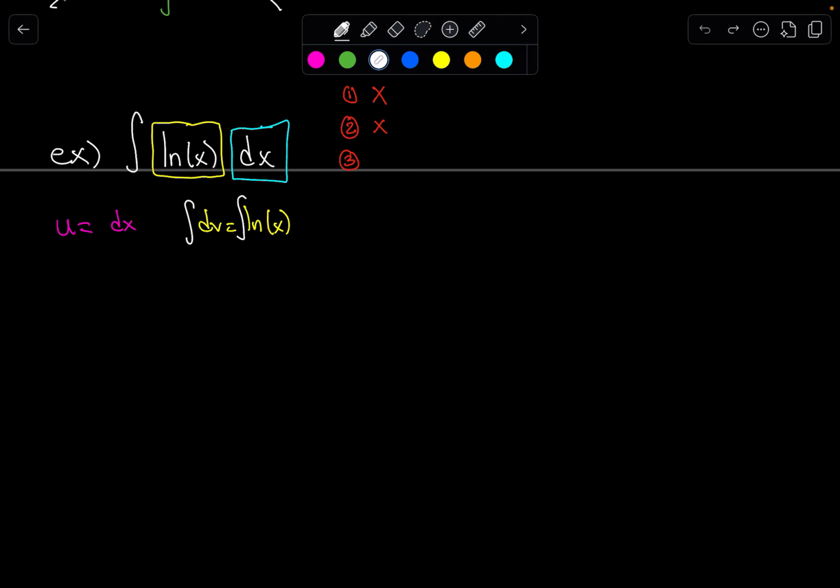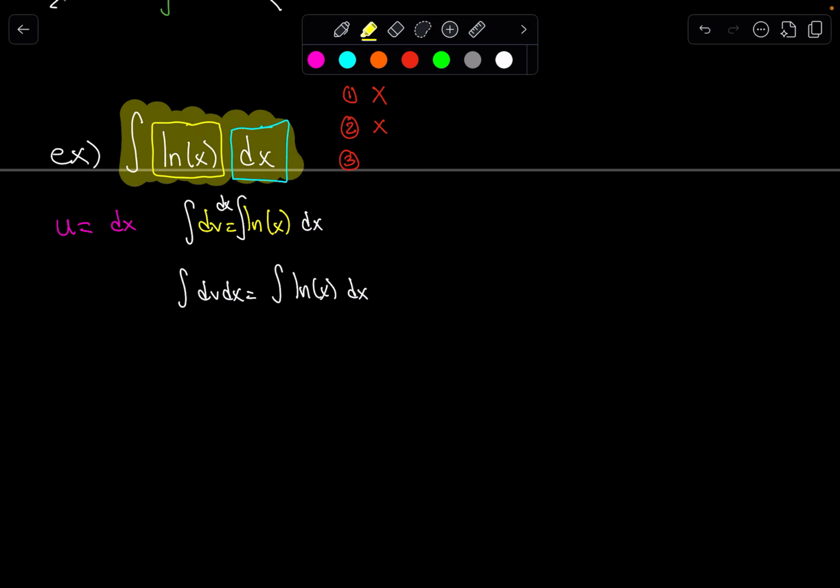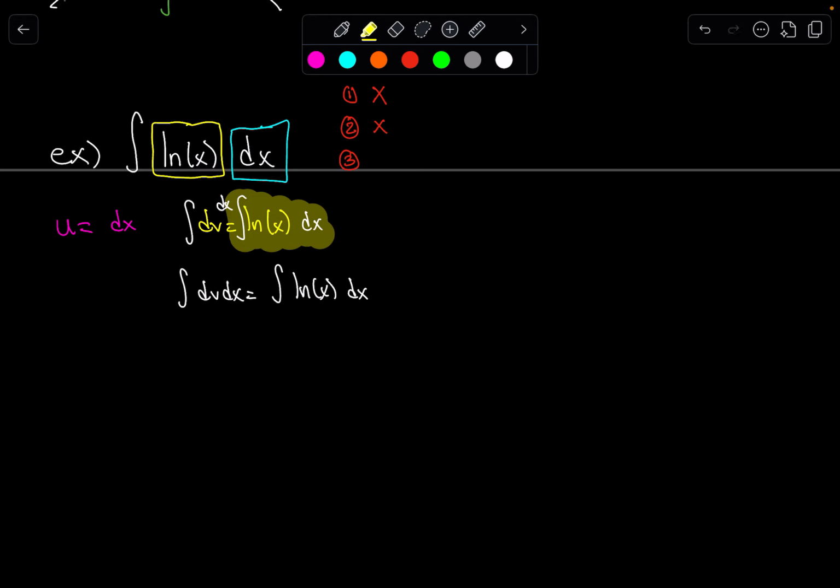Okay, if you're like, well, Dylan, let's throw a dx on both sides of this and call it a day. Well, I don't know about you, but what does the integral of dv dx equals integral of natural log of x dx even look like? Right? This is even a problem because the whole point of this problem is that I don't know how to integrate the natural log in the first place. So why would I let dv be equal to the natural log when I don't even know how to get this answer? And on top of that, what the heck is even the integral of dv dx?